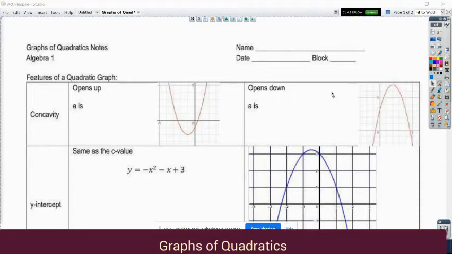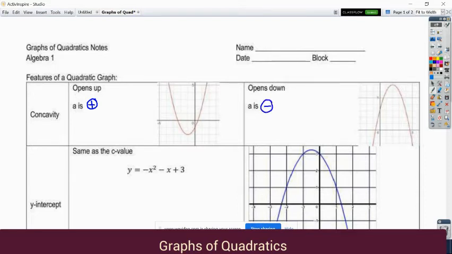When you look at these two pictures for our different options on concavity, you can see that we have a concave up where the graph is opening up. This occurs if the a value in your function is positive. On the other hand, we can have concave down, which makes your graph look like a frown, and that's going to be if your a value is negative.